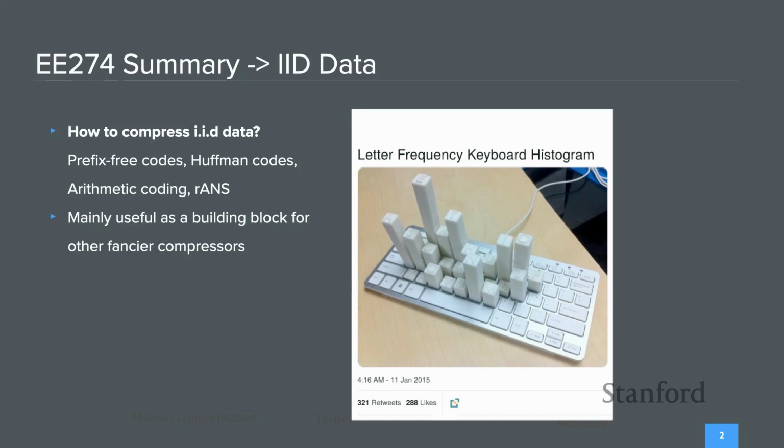Even if your data is not IID, right? You can transform your data in various ways, get to something that is almost IID, and then use one of these. And we saw all of these have different trade-offs in terms of how close they get to the entropy and how efficient they are in encoding and decoding.